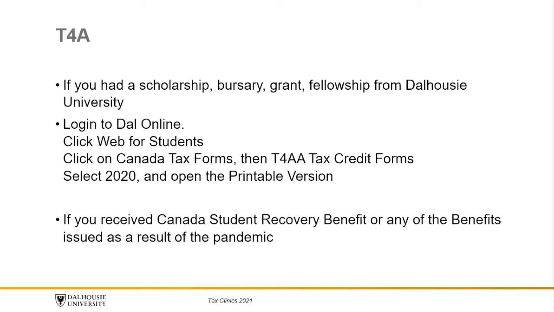Please note that the T4A is only available if you received a scholarship, bursary, grant, or fellowship. If you never received any of these, then you won't have a T4A. Now, if you received a Canada Student Recovery Benefit or any of the benefits that were issued as a result of the COVID-19 pandemic, you were probably sent a T4A form to your mailing address. Please make sure that you have your T4A if you received any of these benefits.